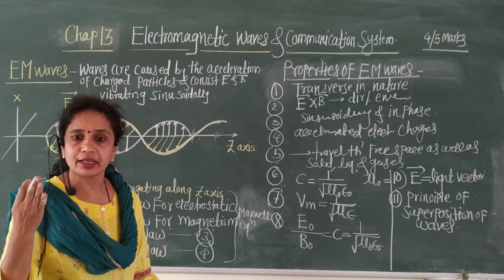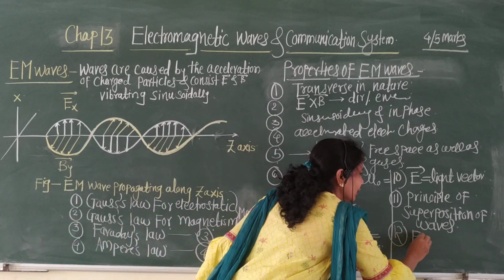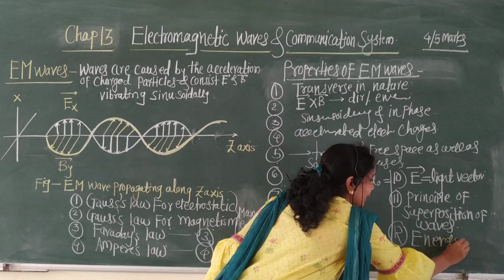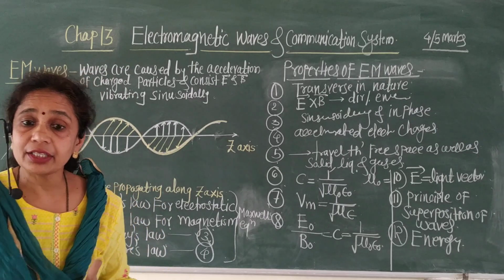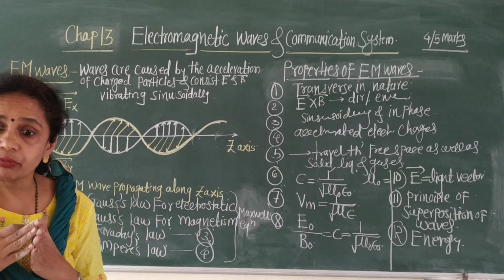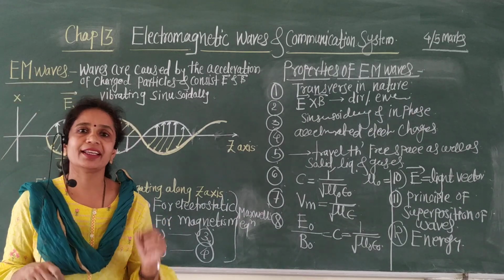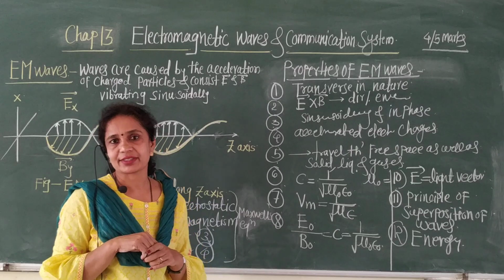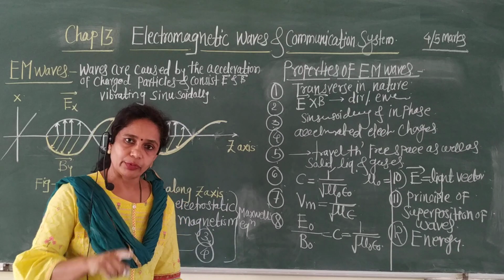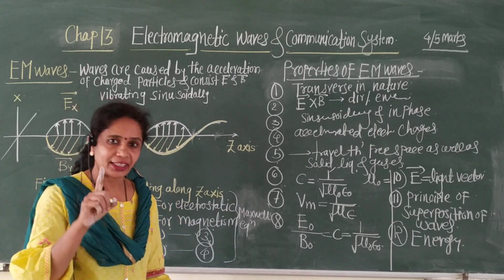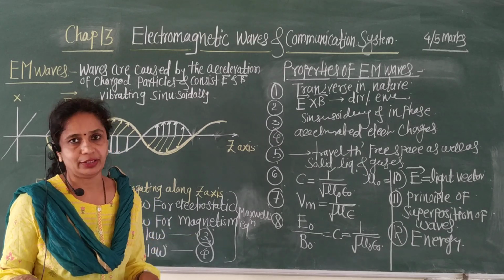And the next property is related with energy. Property number 12 is related with the energy of electromagnetic waves. The energy of the electromagnetic waves is distributed equally between the electric and magnetic fields.